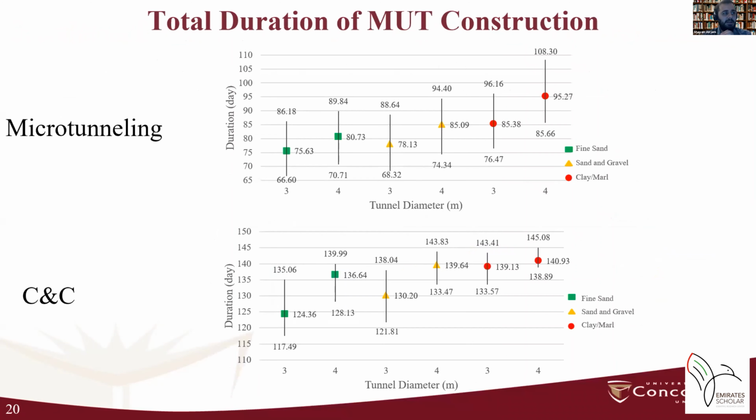Also in this slide, in the figure on top, we can see the total duration of MUT construction, not only for tunnel construction but for all of the MUT, I mean shaft construction and placement of utilities using microtunneling. And in the figure at the bottom, we can see the results for MUT construction using the cut and cover method. As an example, it takes about 75 days to build a 3 meter diameter tunnel in fine sand using the microtunneling method, whereas for the same tunnel, if you use the cut and cover method, it will take about 125 days.